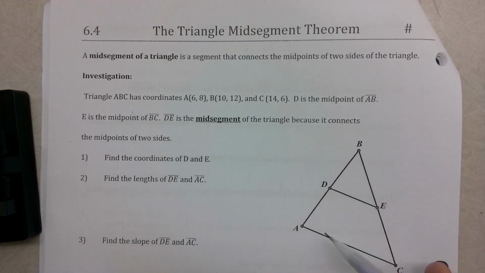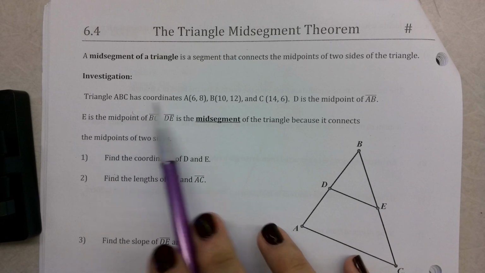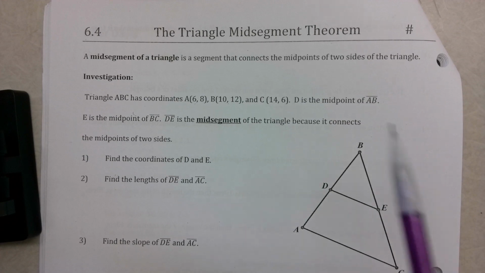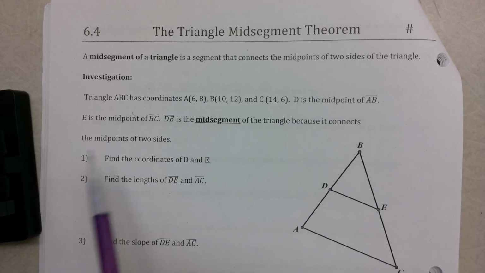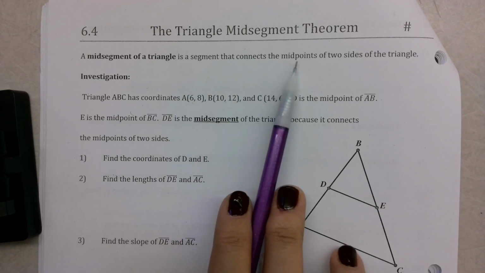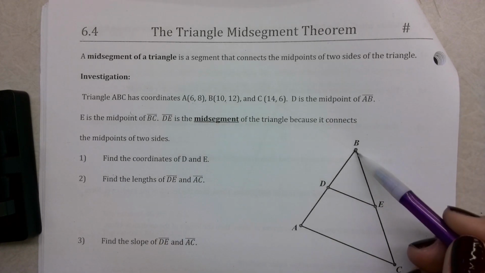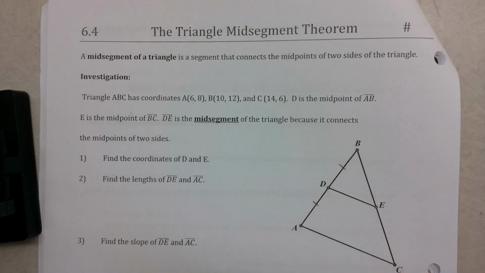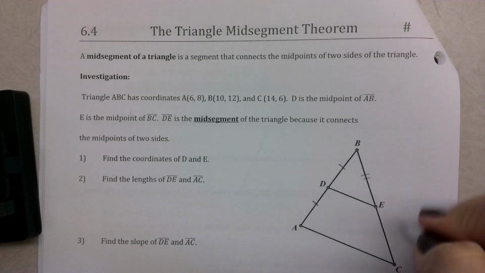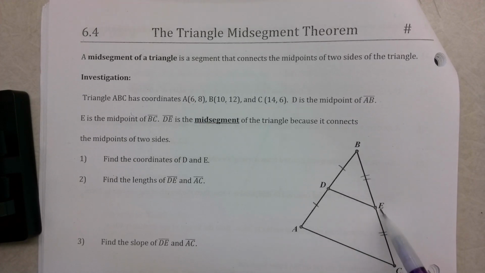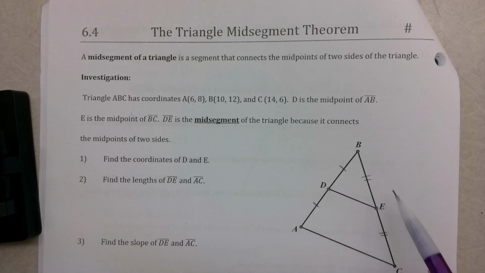So we have this triangle ABC with coordinates A is (6, 8), B is (10, 12), and C is (14, 6). They're telling us D is the midpoint of AB, E is the midpoint of BC, and DE is the midsegment of the triangle because, by definition, a midsegment connects the midpoints of two sides. D being the midpoint of AB makes AD and DB congruent, and E being the midpoint of BC makes BE and EC congruent.